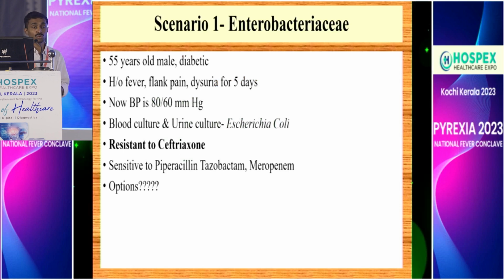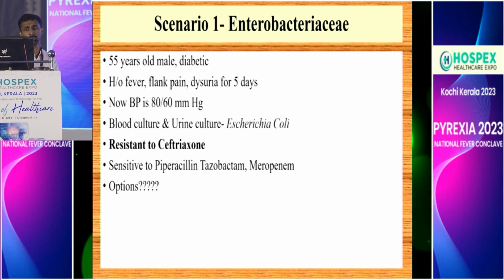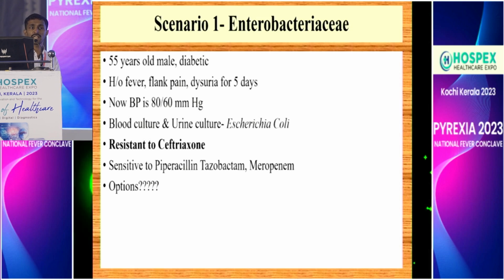So coming to my topic proper, how do you treat these cases? This is my first case: a 55-year-old diabetic male with fever, flank pain and dysuria. The patient presented in shock, and blood and urine cultures showed E. coli, which was resistant to ceftriaxone and sensitive to piperacillin tazobactam and meropenem. Straightforward question: what is the treatment?